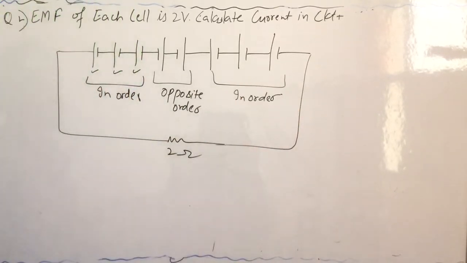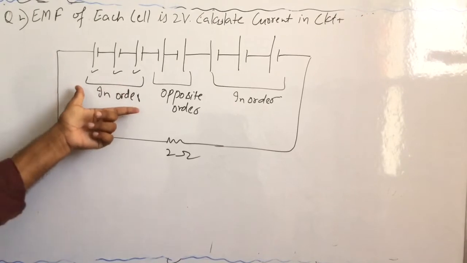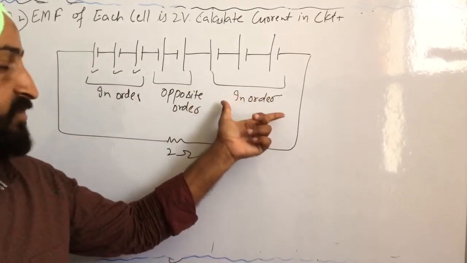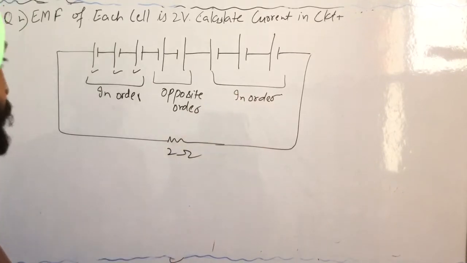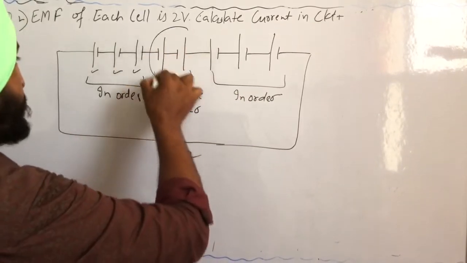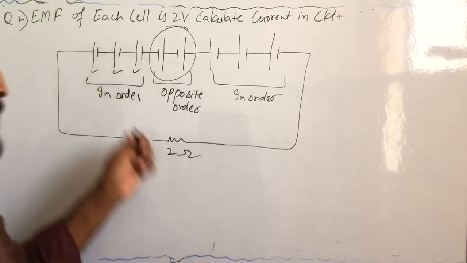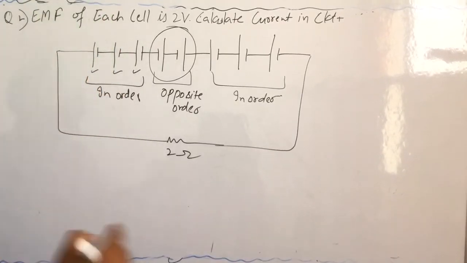So here you can clearly see the initial 3 batteries, they are in order, and the final 3 batteries are also in order, but the in-between 2 batteries are out of order. So what would be the electric potential, the net EMF?